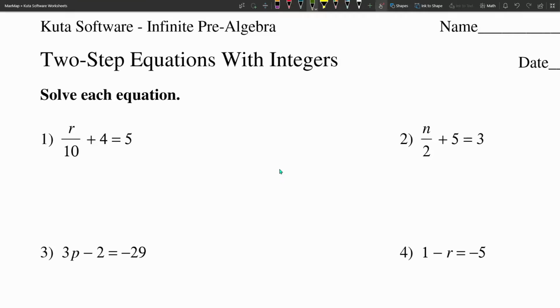Hello everyone! In this video, we're going to go over the KutaSoftware free infinite PreAlgebra worksheet, two-step equations with integers.